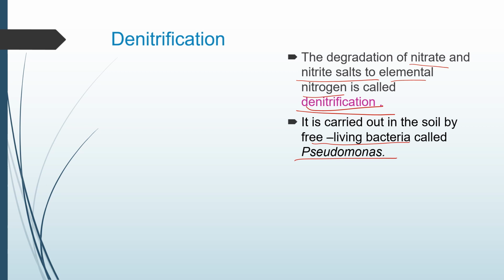So the first process, nitrification, was carried out by the bacteria Nitrosomonas and Nitrobacter. The second one, nitrogen fixation, was brought about by Azotobacter and Clostridium, and the third one, denitrification, is happening with the help of Pseudomonas. Just remember the names of these bacteria in your mind, so that you do not mix up one with another. Pseudomonas is a denitrifying bacteria, nitrogen fixing bacteria are Azotobacter and Clostridium, and Nitrosomonas and Nitrobacter are the nitrifying bacteria.